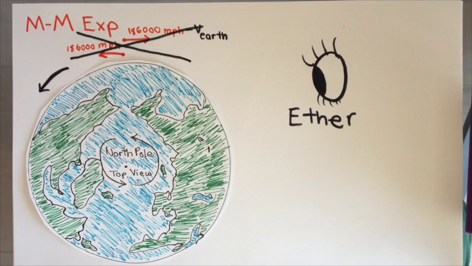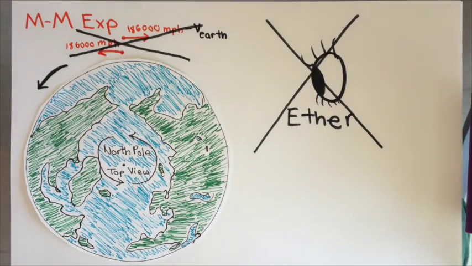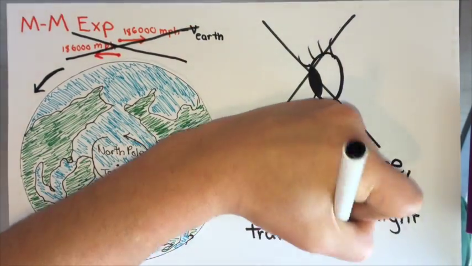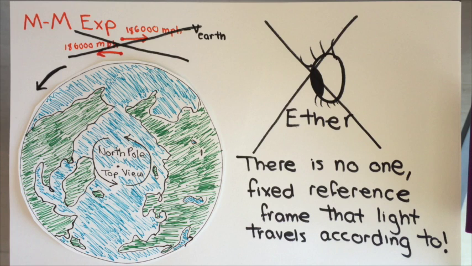Light traveled at the same speed in both directions. And this disproved the whole idea of having one correct reference frame. Light travels at the same speed in any frame of reference. But how can this make any sense?